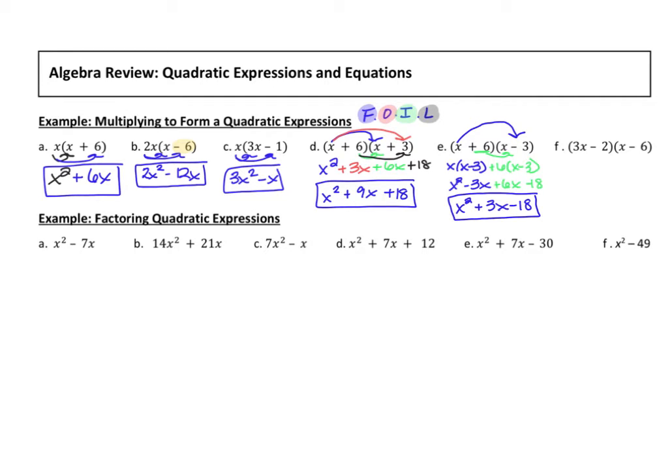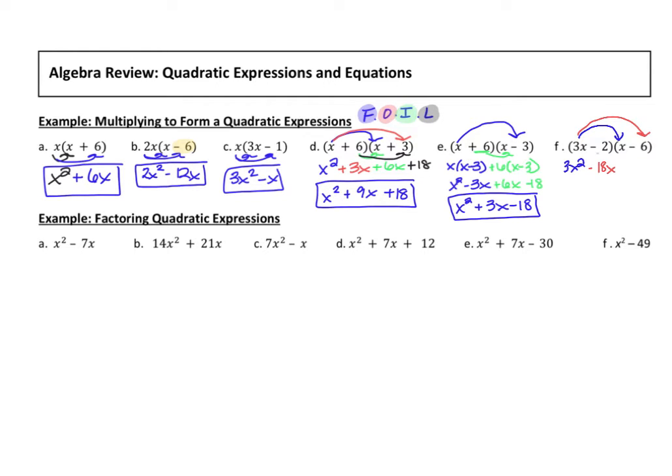I'm probably going to continue to use FOIL throughout the class, but I may use this sometimes too. So let's take a look at letter F. If we're using FOIL, the first terms would be 3x times x, which is 3x squared. And then the outer terms would be 3x and negative 6. That's going to give me negative 18x.